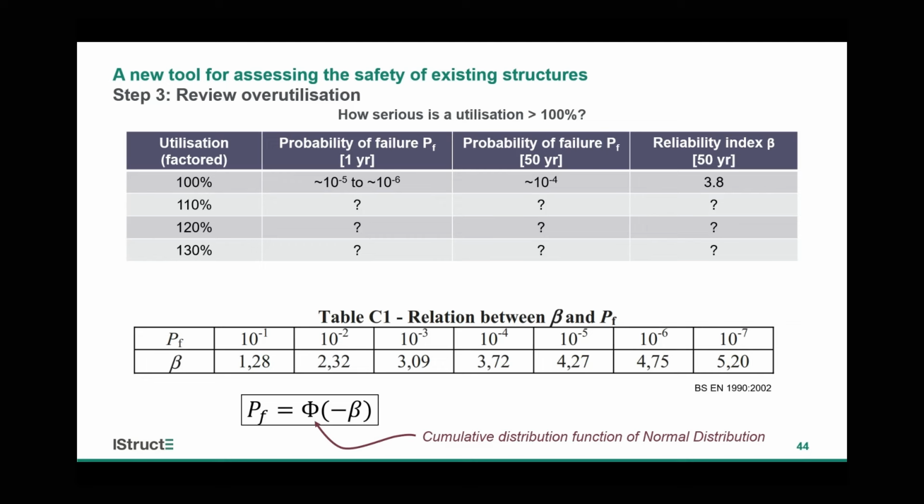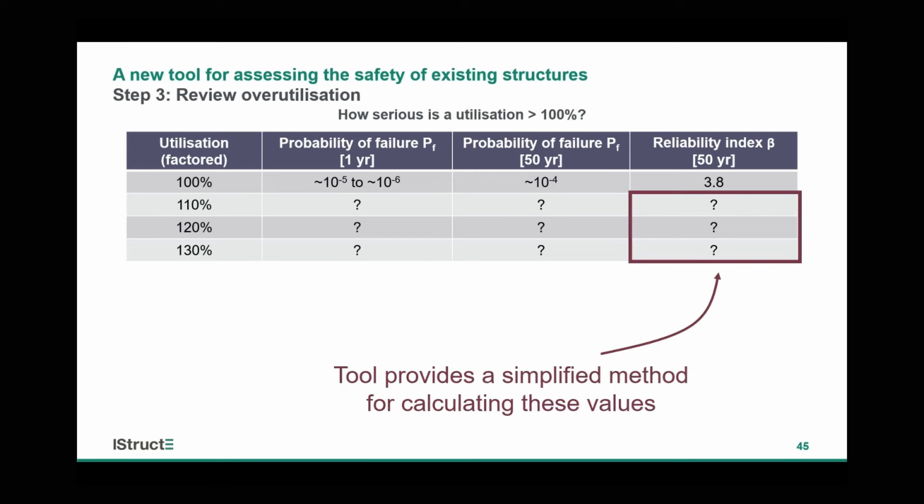So if we're looking at utilizations that are over 100%, then instead of looking at the probabilities of failure, we would typically want to look at these reliability indices because they're a bit easier to work with. And we would expect those values on the right to be less than 3.8 because the overutilization suggests that there would be a higher probability of failure, so a lower reliability index. And effectively, the tool provides a simplified method that allows engineers to calculate these values.